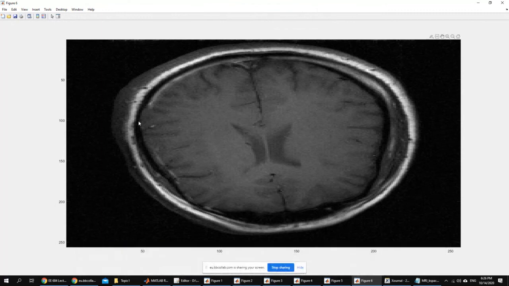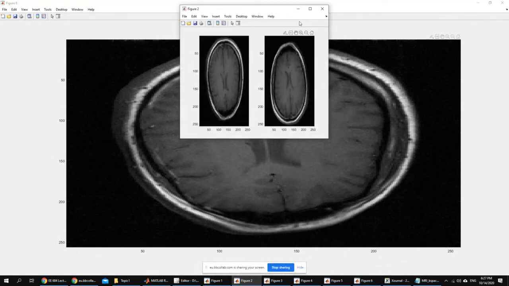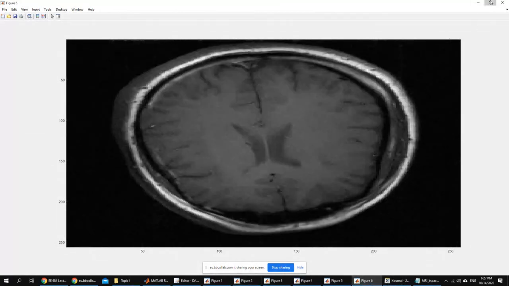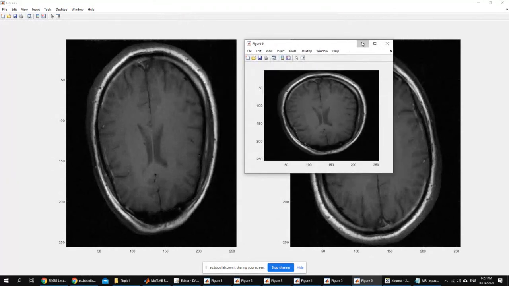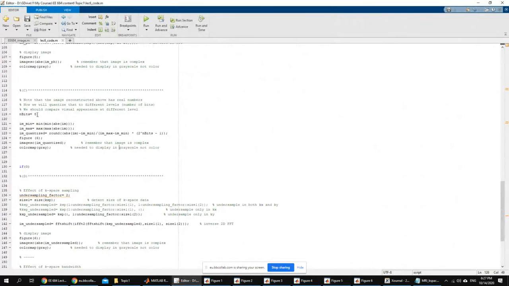So basically, this is quantized with 8 bits. Does it look okay? Looks okay. If you look at the original one, it's almost the same. It's not much difference, right?